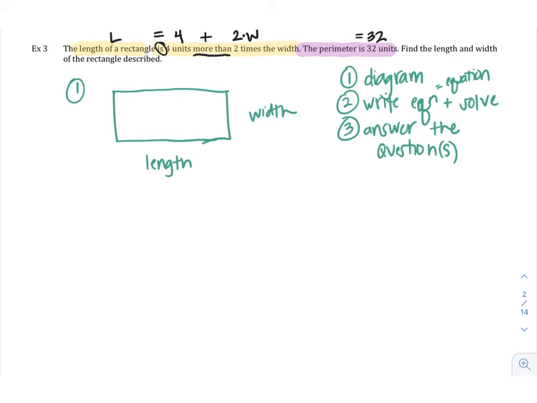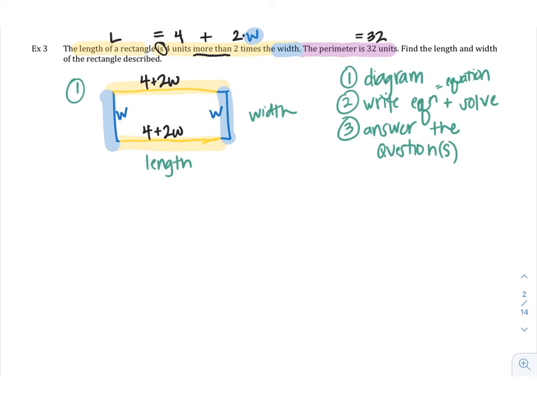I know that my length, which is what we talked about in yellow, is here and here. We said it is represented by the expression 4 plus 2w. And I'm going to write it down twice because on a rectangle I have that twice. The width, we don't know what it is, but we said the width is going to be a w. So on our diagram, we're going to add a w wherever we had a width. Step 2 says write an equation and solve. So we're going to write an equation.